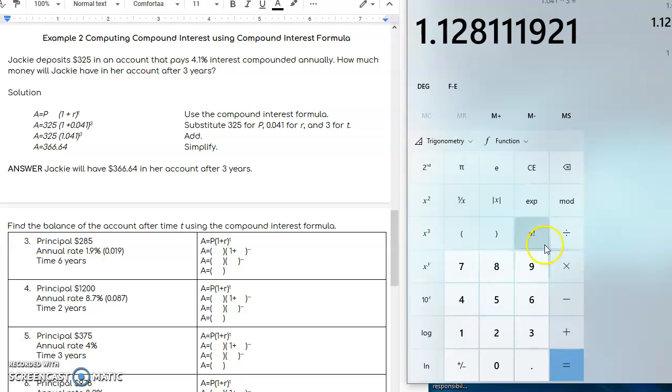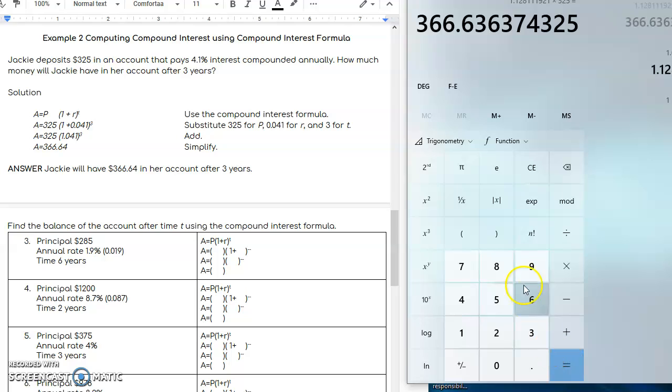That's going to give me a big, long, complicated decimal here. And we're simply going to multiply that by our principal, 325. That is going to give me $366.63, but we're going to look at that last place after our penny. Since it's a 6, we need to round this up to 64 cents. Remember, we are calculating money, so everything needs to be rounded to the nearest penny.